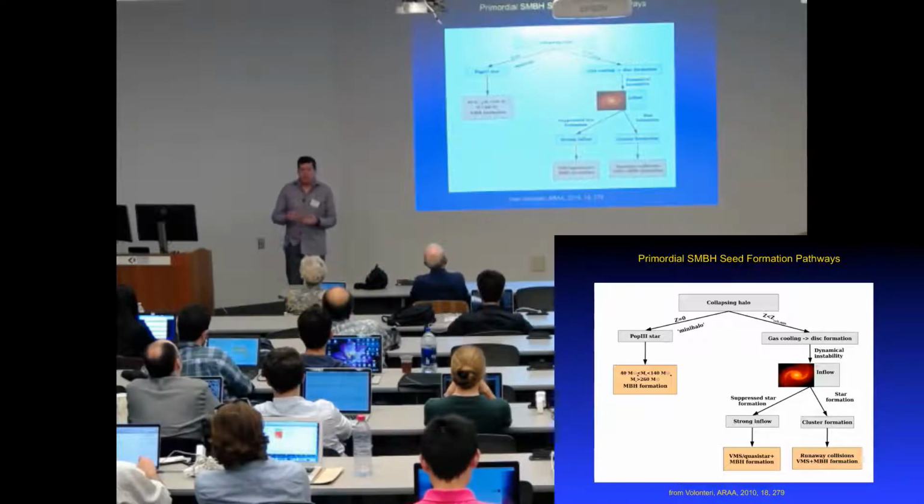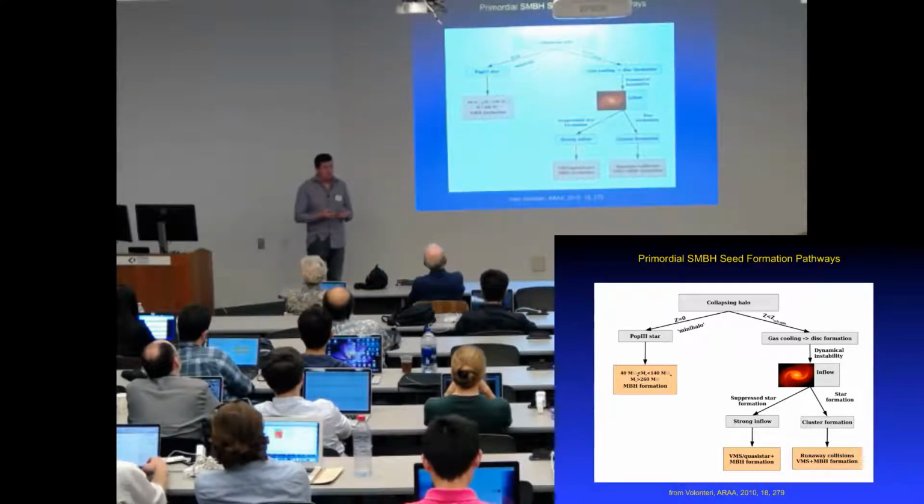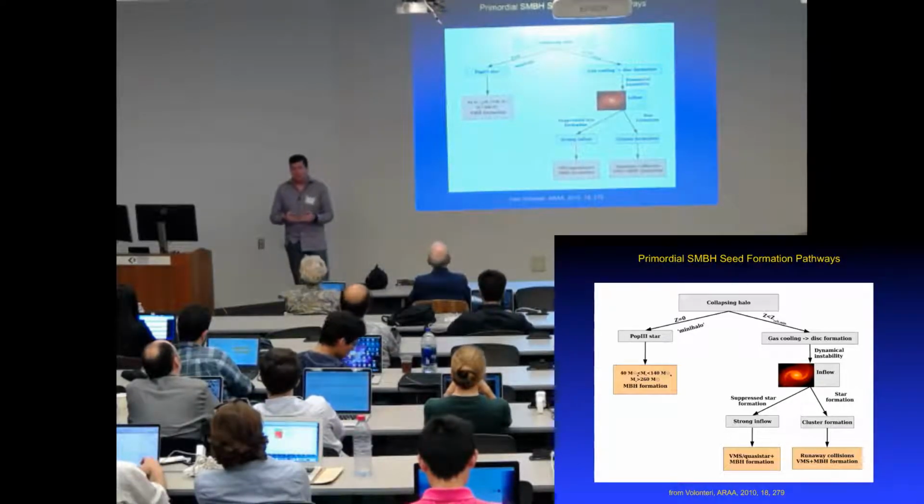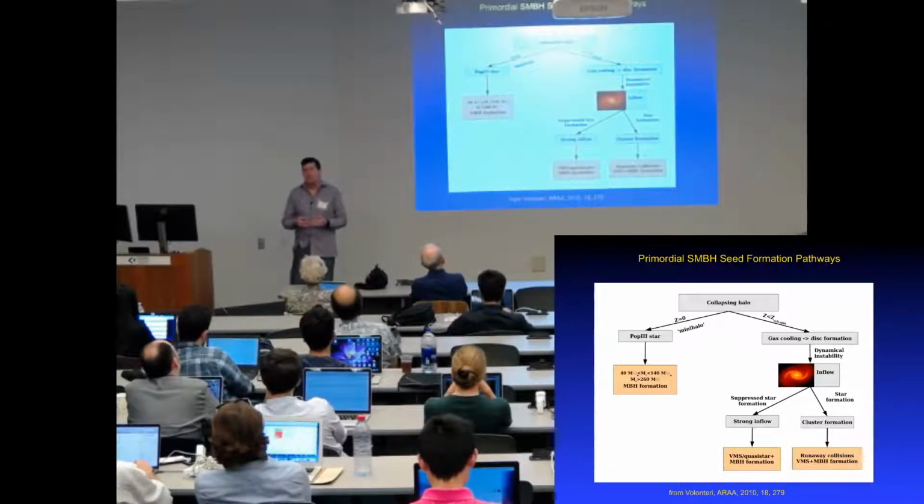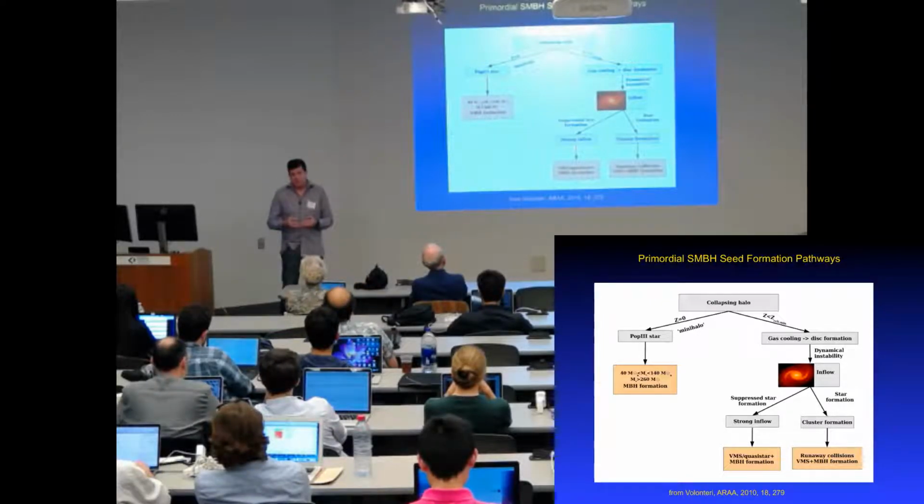The idea is you build up some kind of a supermassive star that then collapses to a rather massive black hole, anywhere from a few 10^4 up to a few 10^5 solar masses.